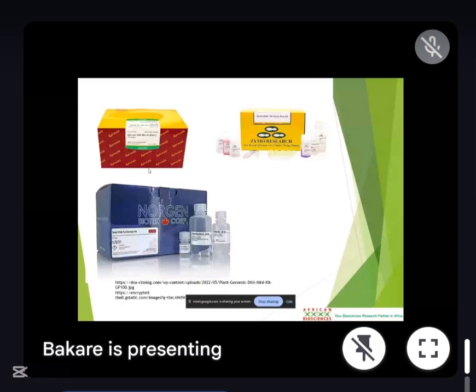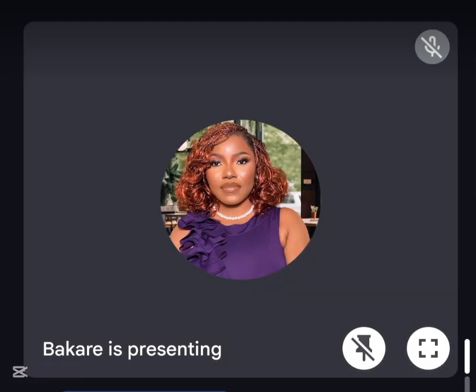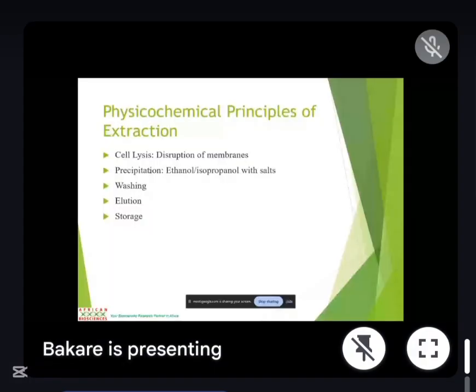We are now at the principles of extraction. Whether you are doing your in-house protocol or your kit-based, these are the principles of extraction. That was why I said you need to know how extraction works before you can do an in-house protocol. You follow your lysis, you break down the membrane before you can get to the nucleic acid material, whether DNA or RNA. Then you precipitate, then you wash, then you elute.